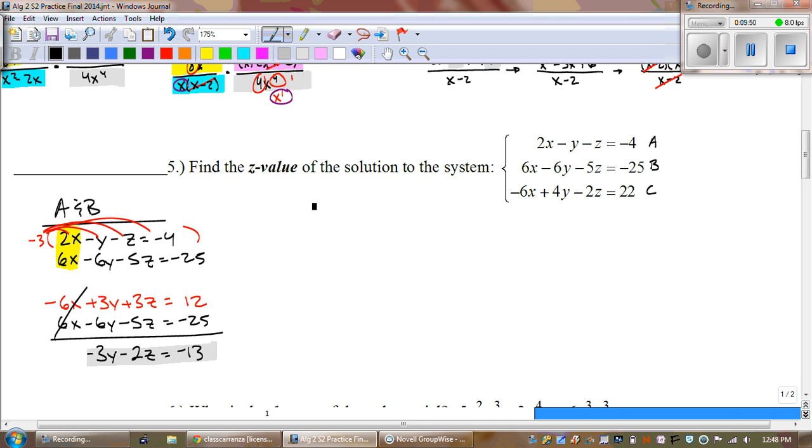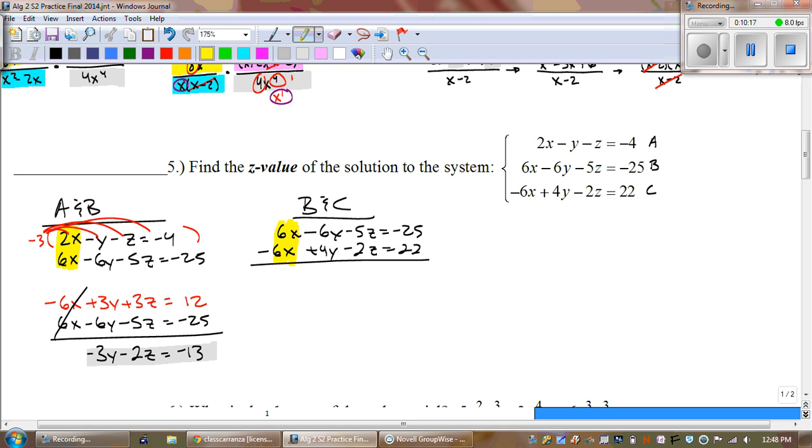Now, the next thing we're going to cancel is with B and C. So once again, we're just going to write them exactly how they are, and then negative 6x plus 4y minus 2z equals 22. Now, can I cancel the x's right away? Yeah, they're the same number and they're opposites. So why don't we pause the video and I'll let you do that all on your own. Good luck.